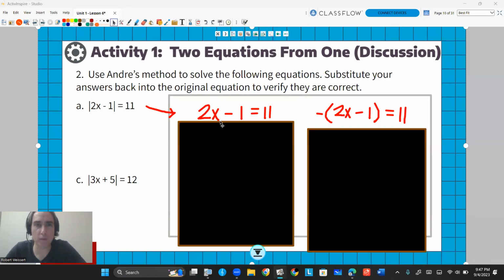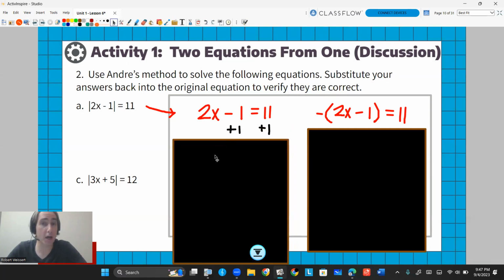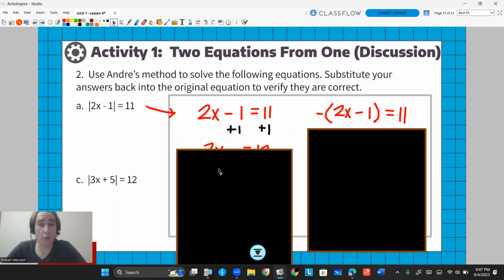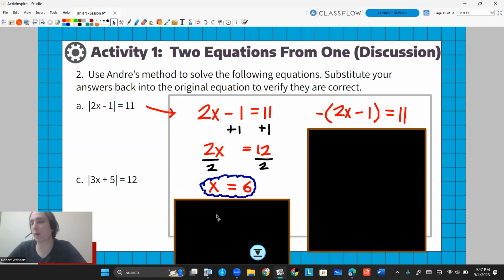Okay, let's go through each of those setups and solve them. So for the one without the negative out front, that's a little bit easier. We would add 1 to both sides to get rid of that minus 1. Then we get 2x = 12. We'll divide by 2, the number in front of the x. 12 divided by 2 is 6. And so one of your answers is 6.